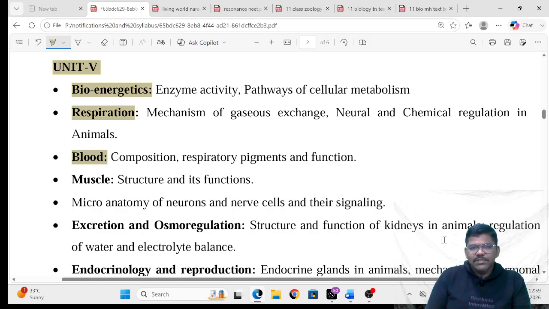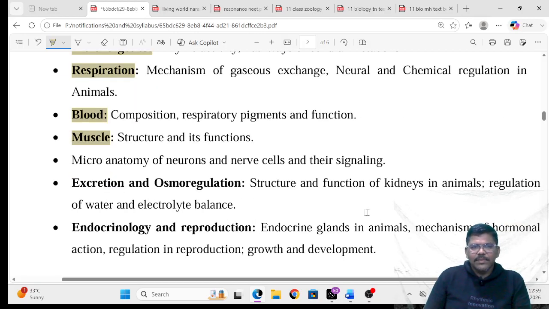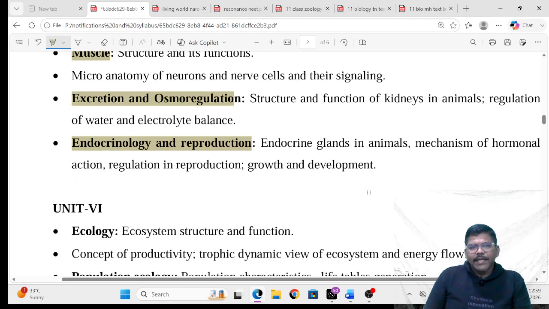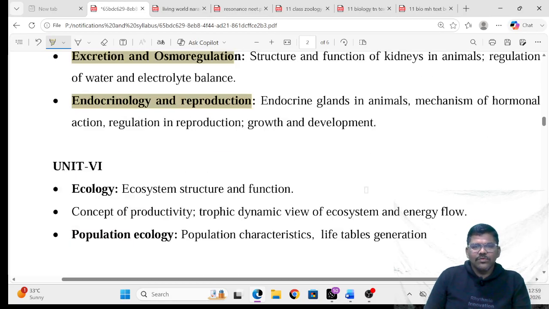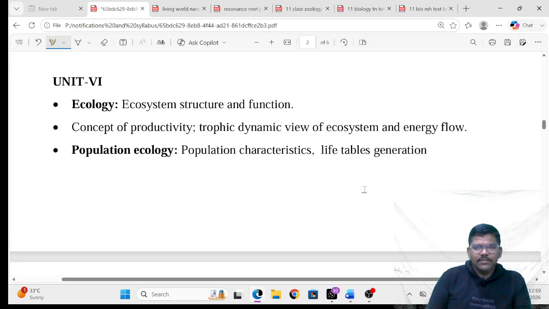Blood, composition of blood, respiratory pigments and functions of blood. Respiratory pigment of blood in animals, mainly in mammals, you can see hemoglobin. Excretion and osmoregulation, how the animals excrete and the structure of the kidney, everything. Endocrine system, endocrinology and reproduction. In endocrinology, we will see hormones and endocrine glands.